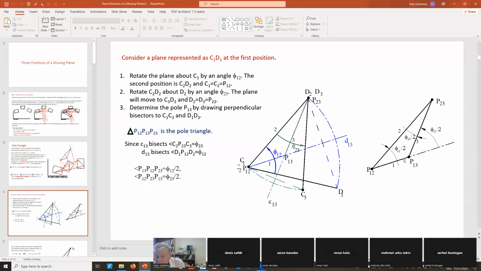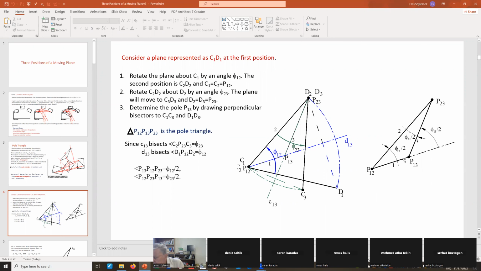And one other thing is, the sum phi12 plus phi23 has to be equal to phi13, because if I rotate the rigid body first by an angle phi12, and then by an angle phi23, I come to position 3. So phi13 is going to be equal to either phi12 plus phi23, or differ by a difference of 2 pi.